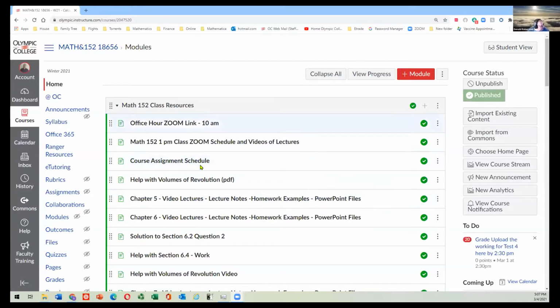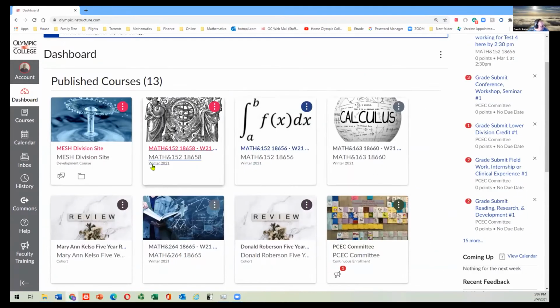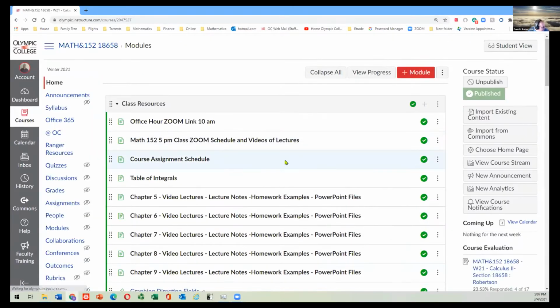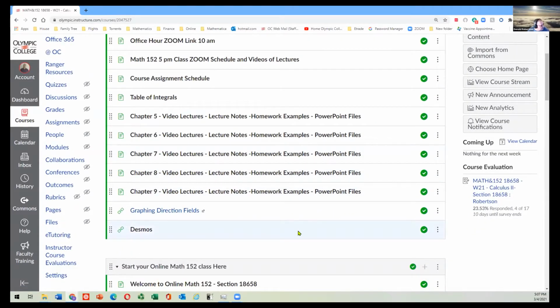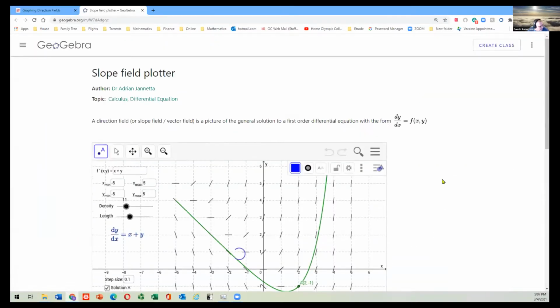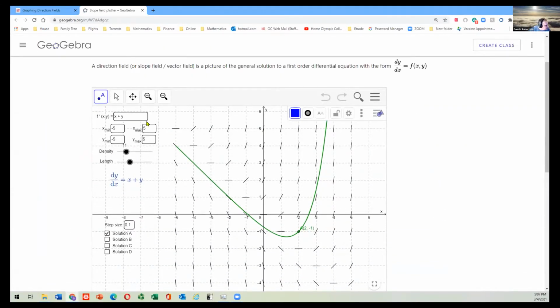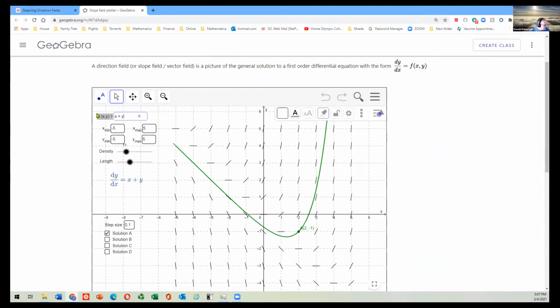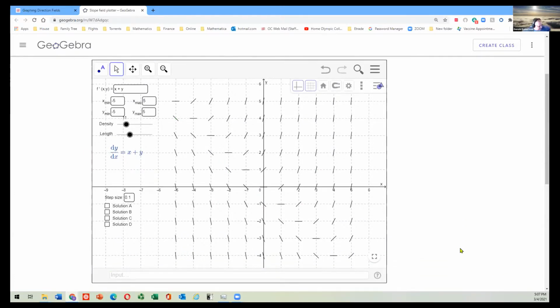You should be looking at our class, and if we hit this fella, graphing direction fields, this is the software. Now, can you see that I've already typed in x plus y. It doesn't say dy by dx. It says f dash, but it's the same thing, right? x plus y. And that's what the pattern would look like.